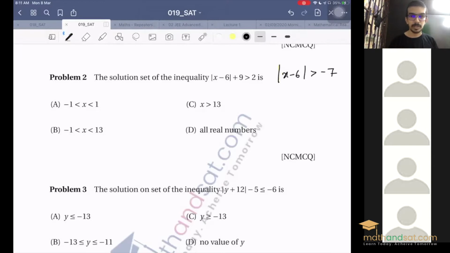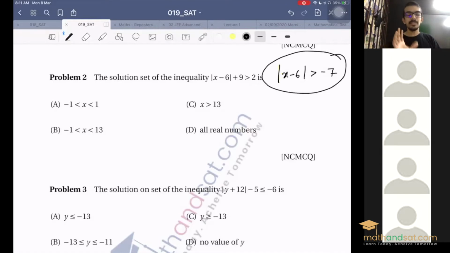Okay. So the second question, the solution set of the inequality. You have an absolute value expression. You have to isolate that, just like you do in an equation. And you have modulus of x minus 6 greater than minus 7. Now look at this expression. They are saying that modulus of some quantity is greater than minus 7. What does it even mean?